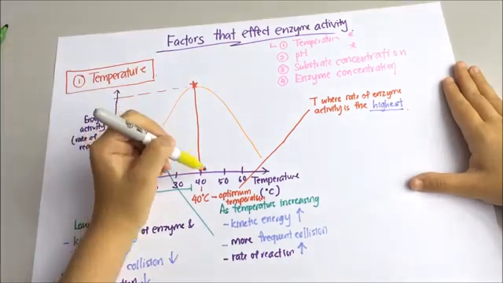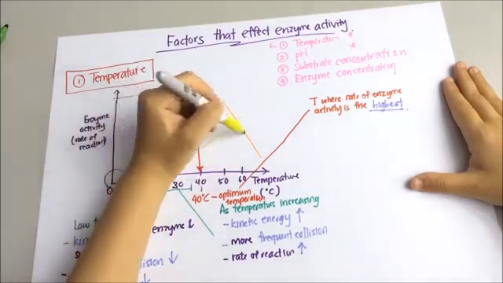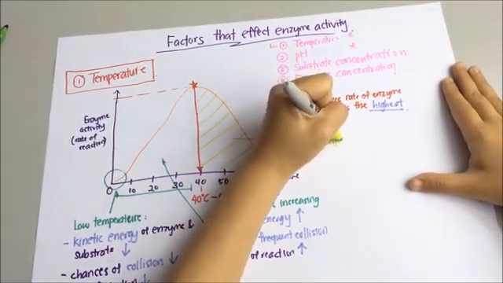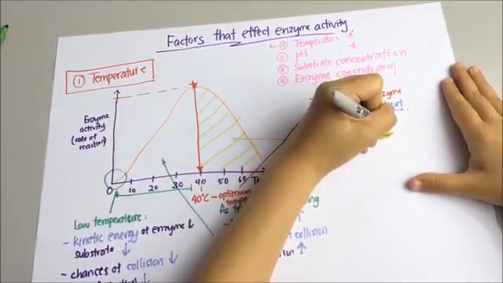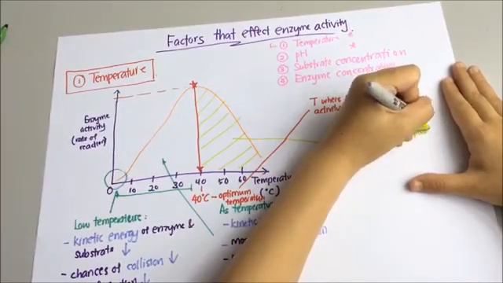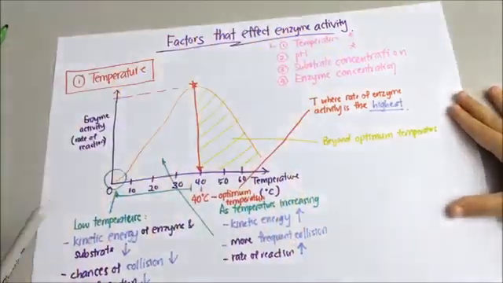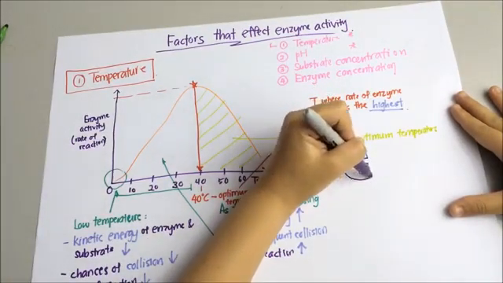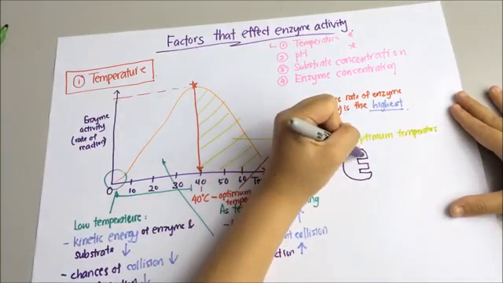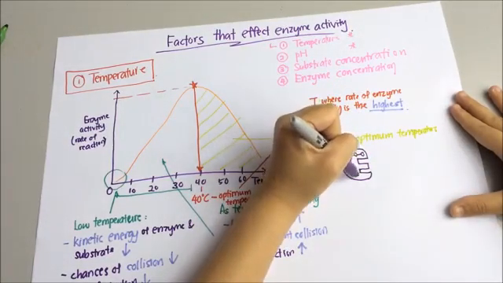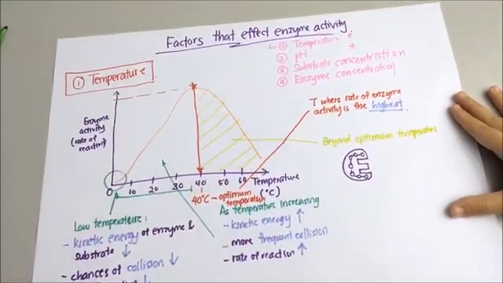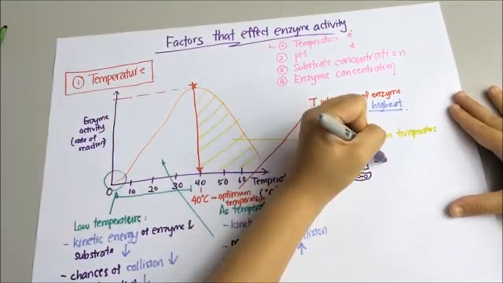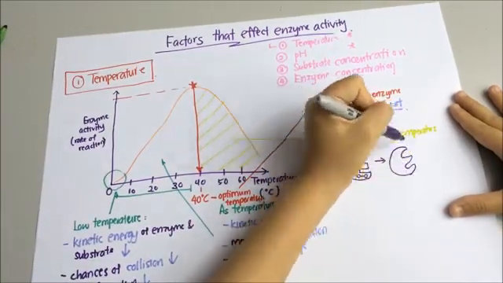Beyond the optimum temperature, you will find that the rate of enzyme reaction decreases. Why is it so? This is because the chemical bonds that hold the enzyme molecule begin to break. So this is the enzyme, and I'm drawing the chemical bonds in the enzyme. And these bonds will be broken at very high temperature.